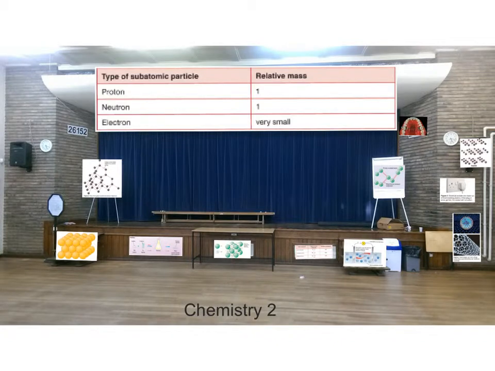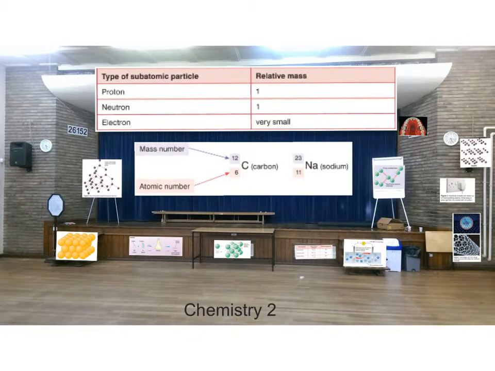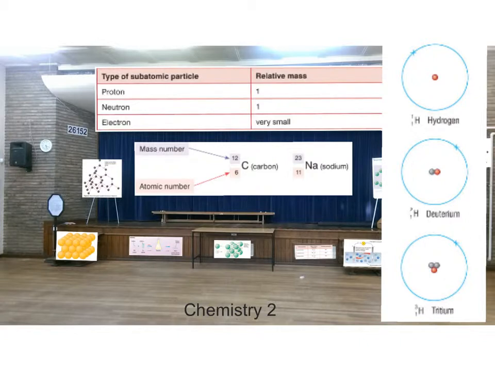The relative mass of protons and neutrons is 1. The atomic number of an atom is its number of protons, which equals its number of electrons. The mass number of an atom is the total number of protons and neutrons in its nucleus. Isotopes are atoms of the same element with different numbers of neutrons.